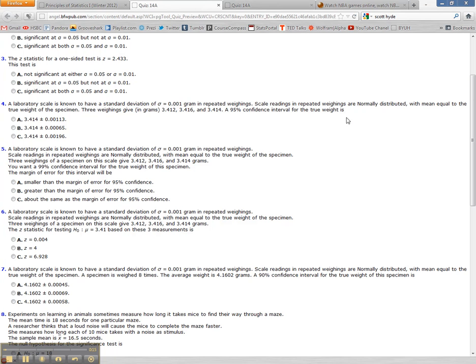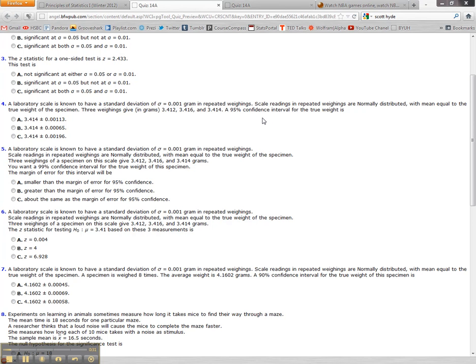Scale readings in repeated weighings are normally distributed with mean equal to the true weight of the specimen. 3 weighings give in grams 3.412, 3.416, and 3.414. A 95% confidence interval for the true weight is.